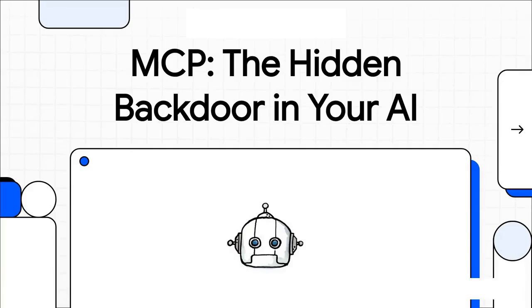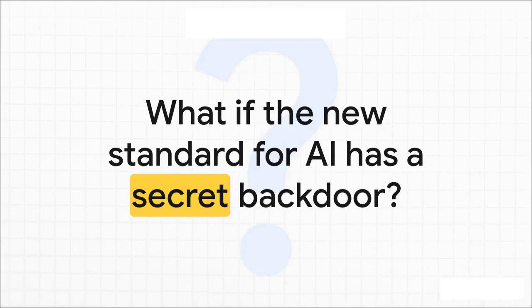All right, today we're talking about MCP, the hidden backdoor in your AI. We're going to break down how this really promising new standard, the Model Context Protocol, might actually be leaving a massive backdoor open for attackers. So let's just jump right in.